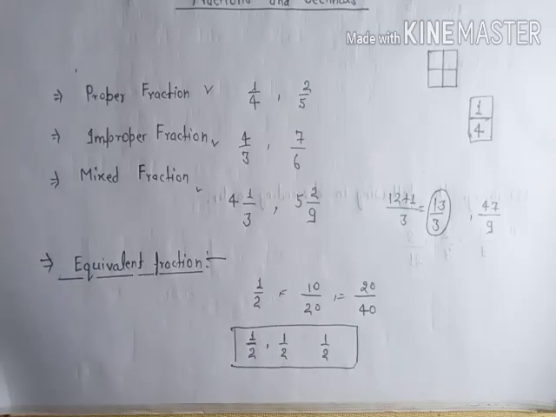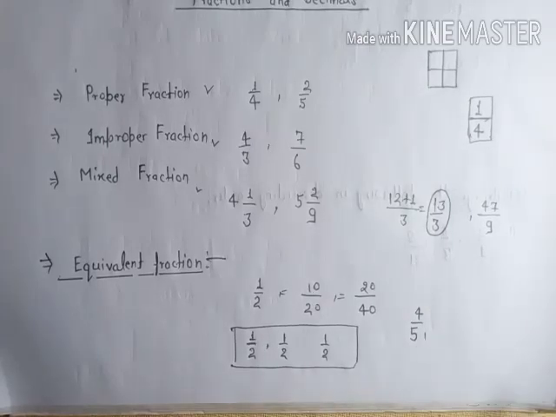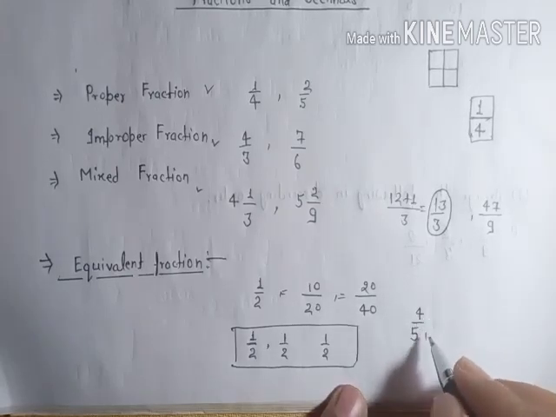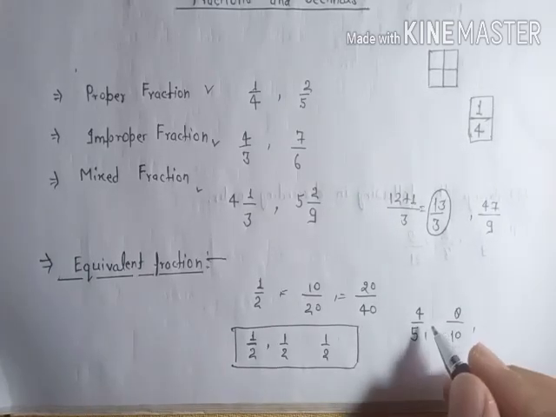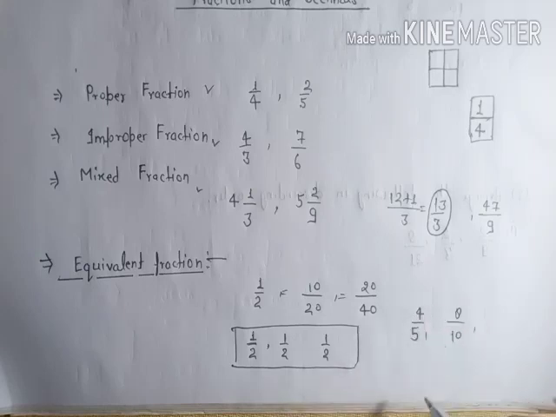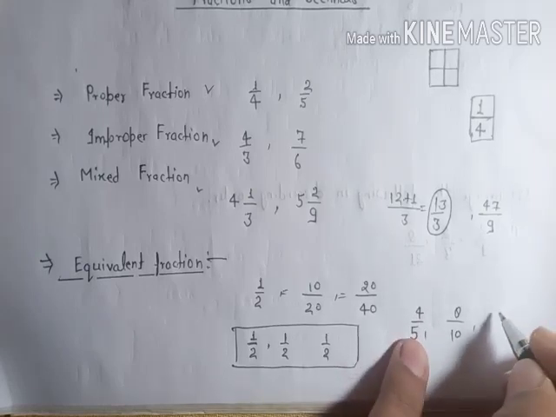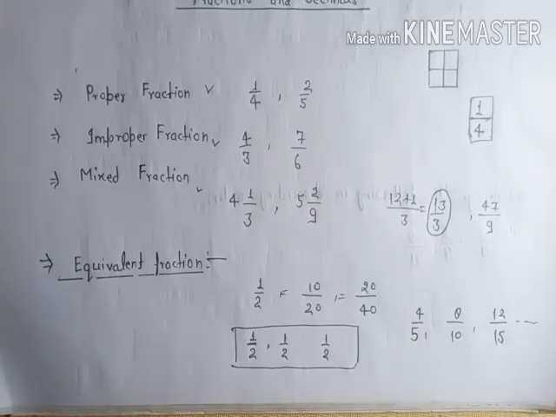So if you have the question that there is a fraction 4 upon 5, find equivalent fractions. Simply you have to do one thing: multiply the numerator and denominator by a number. If you multiply by 2, you will get 8 upon 10. If you multiply both the terms by 3, then you will get 12 upon 15, and so on. So you can obtain many equivalent fractions of any fraction.